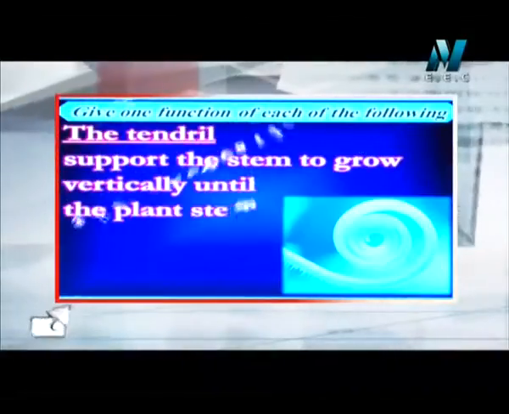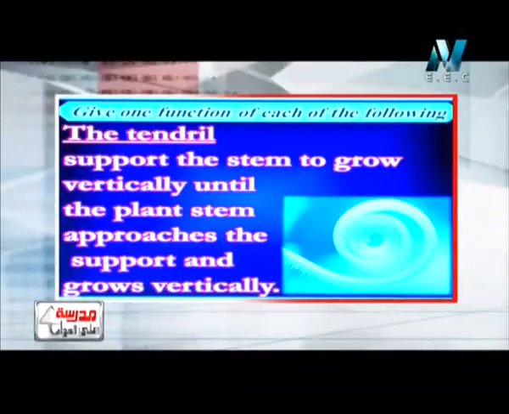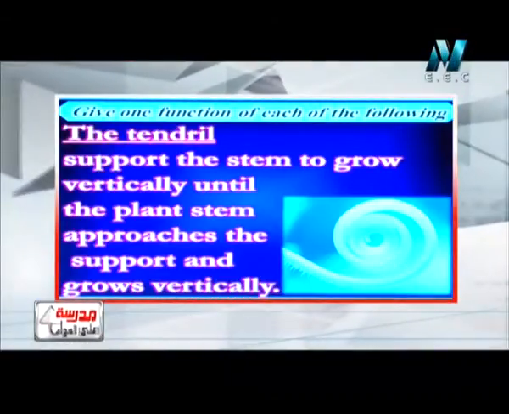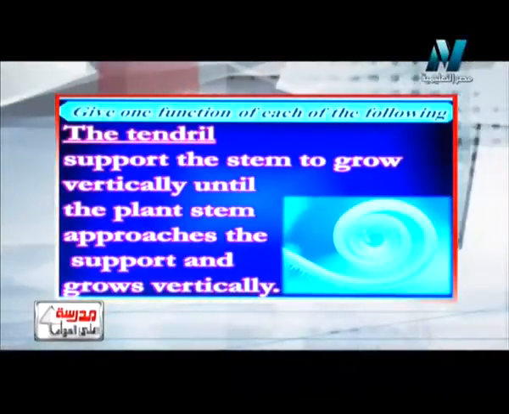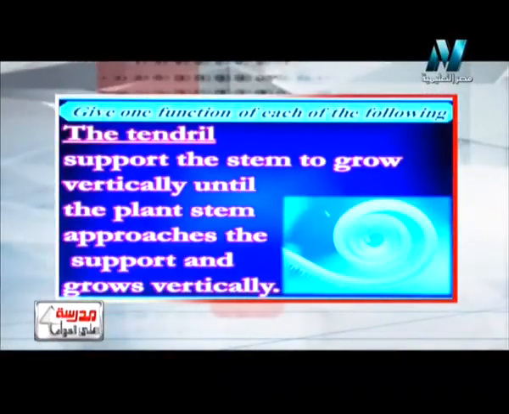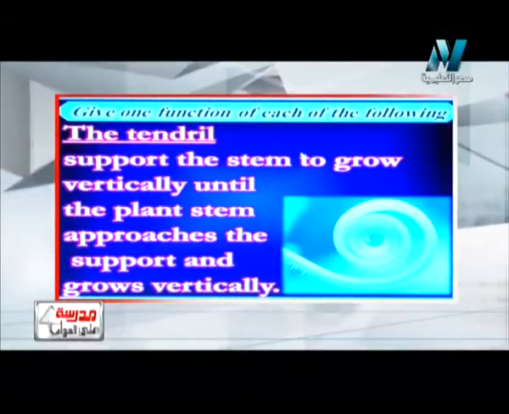The tendril. The function of the tendril is to support the stem to grow vertically until the plant stem approaches the support and grows vertically. So that is the function of the tendril. The movement of the tendril takes place by the action of auxin, or the accumulation of auxin at the side away from the support.